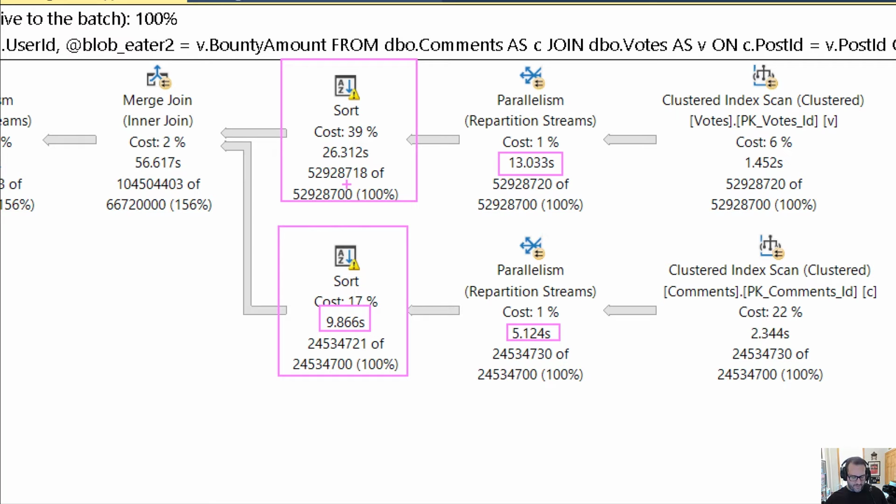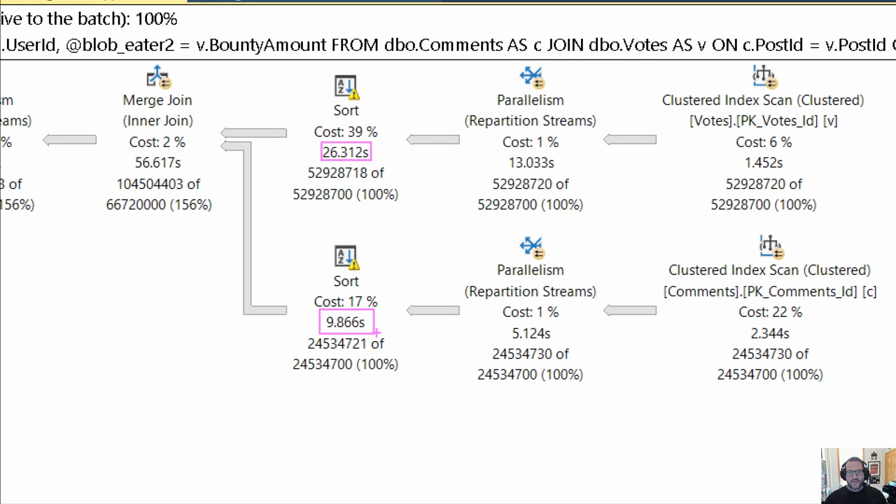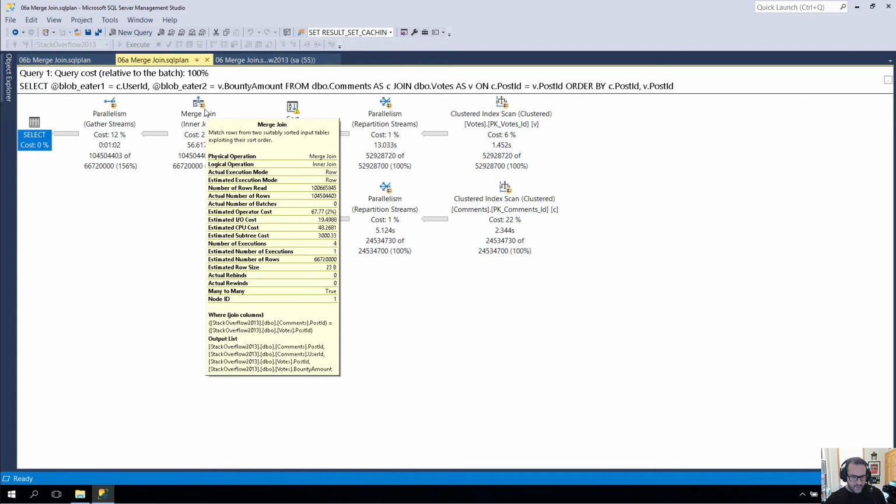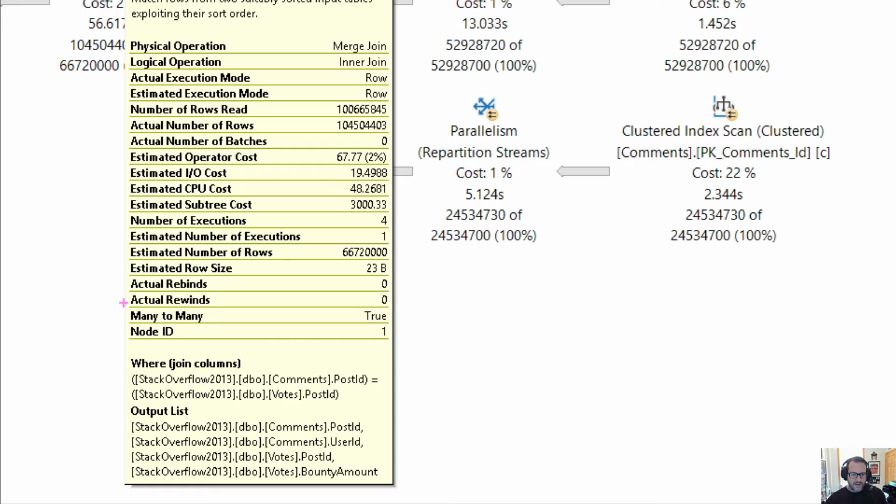But if we add up 26 and 10, let's just call that 36 seconds. We still spend 20 seconds in the merge join. And the reason that we do that, now this is where the plan cache doesn't lie to you. If we hover over the merge join and we scroll down here and we look at this, we can see that many to many is set to true.